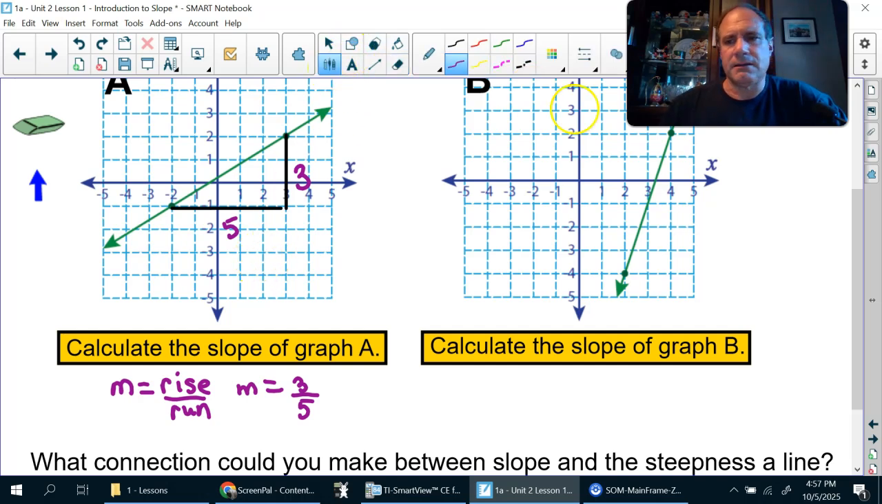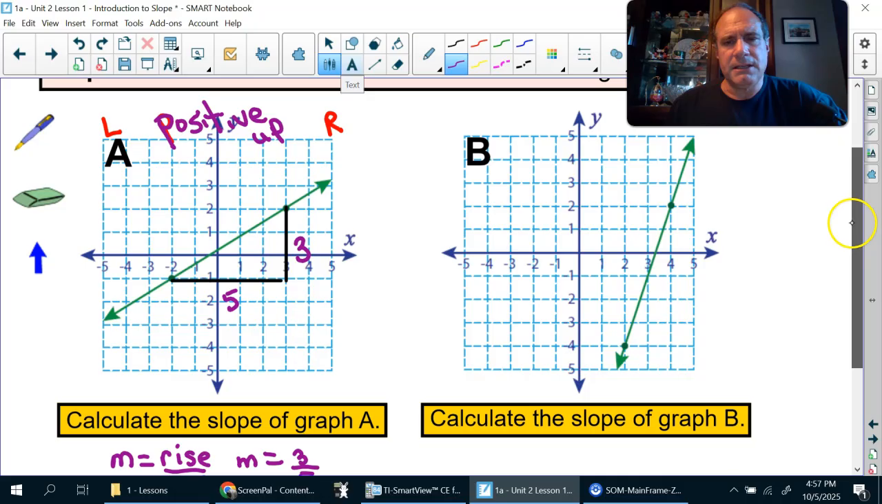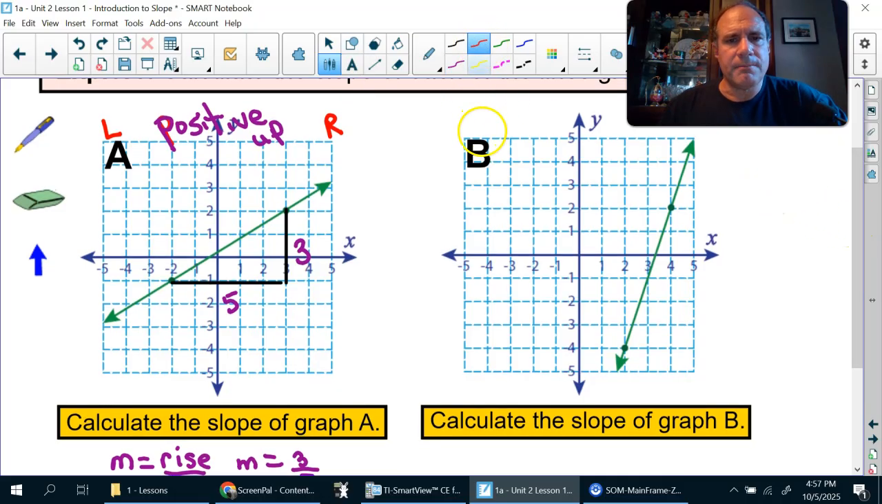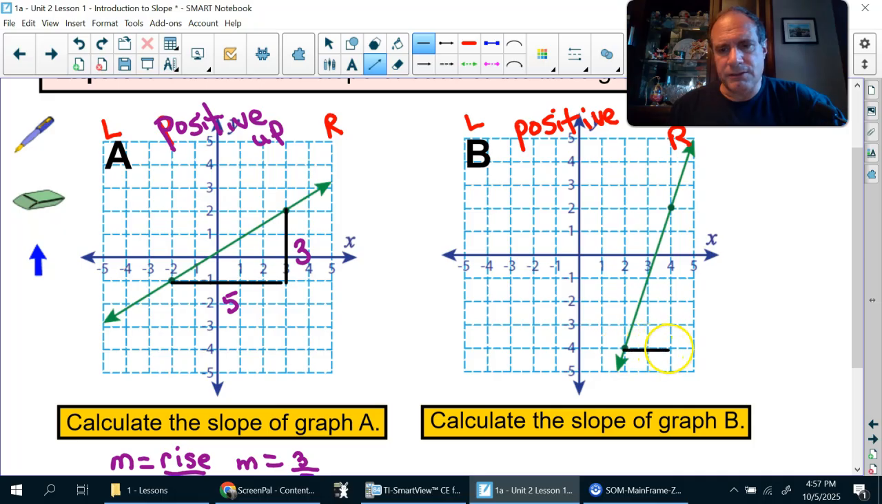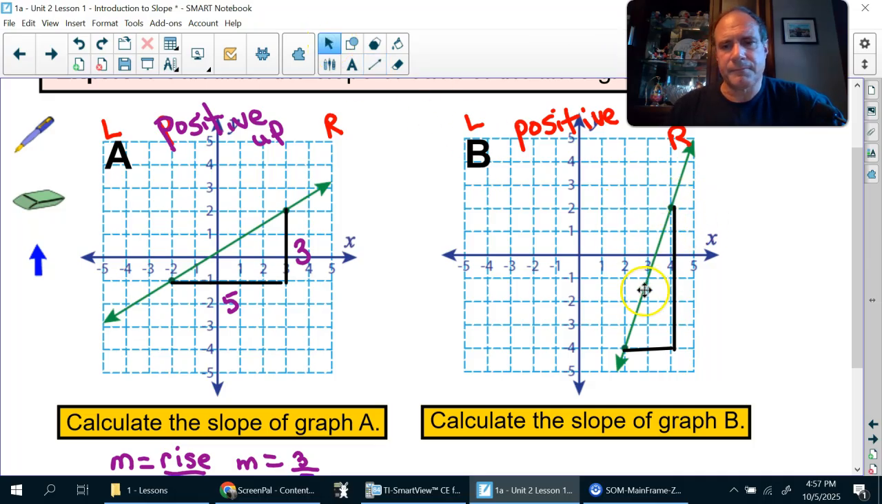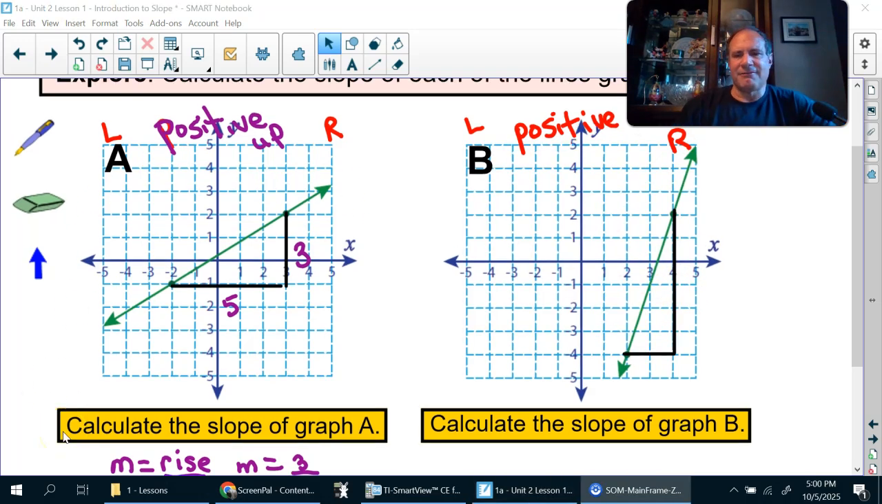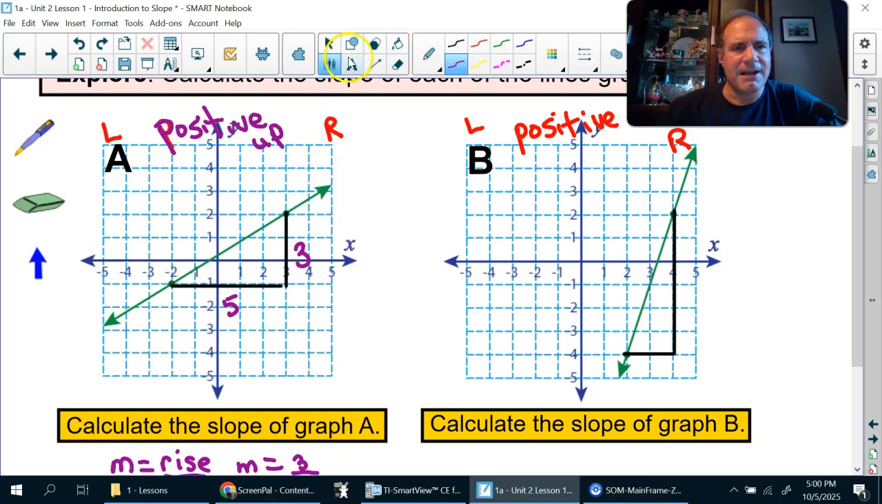And that's it. So we're going to get B. Again, we are putting L and R. And since this goes up from left to right, this is a positive slope again. We are going to connect these points just like this. Move this over just a little bit. All right, so we have a positive slope there.